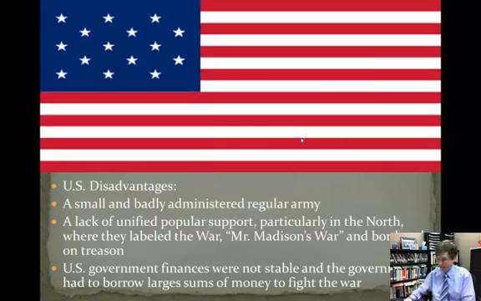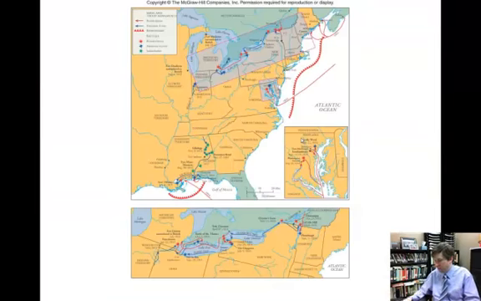In fact, our disadvantages were much more pronounced. So the United States had a small and badly administered regular army. It didn't really have popular support, particularly in the North, where they labeled this war Mr. Madison's War. And this bordered on treason, in fact. And the U.S. government finances were not stable, and the government had to borrow large sums of money to fight the war. So we've got financial problems, administration problems, support problems. So it doesn't really look good that the United States is going to win this war.